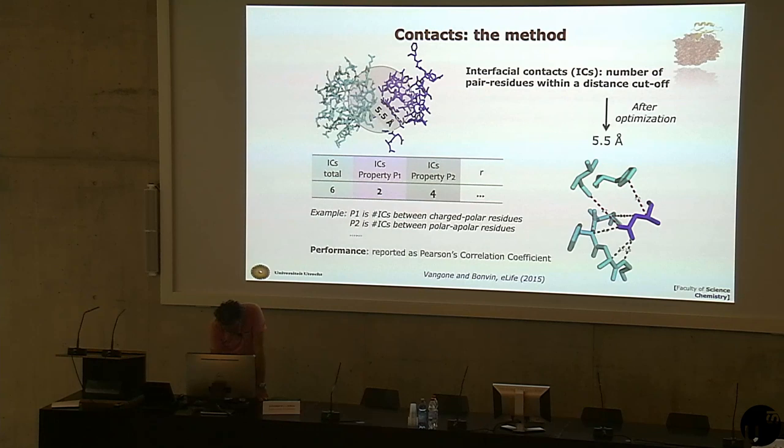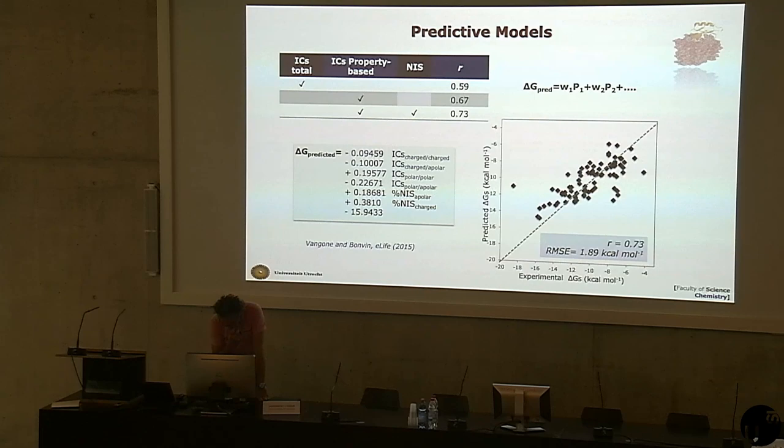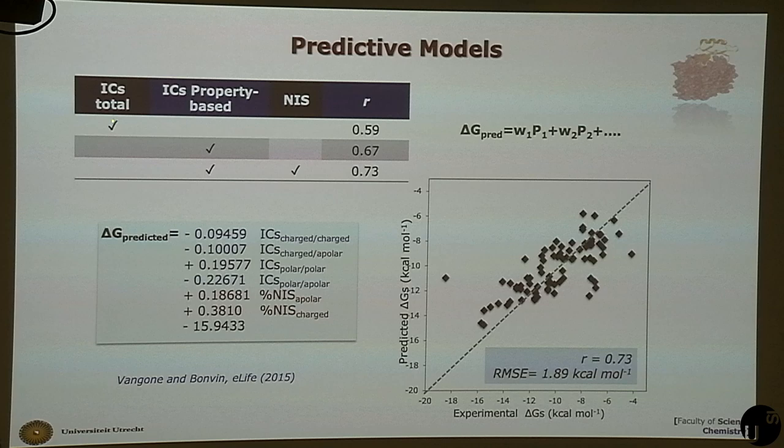Okay, so this is the final model. The final model contains the contact at the interface, but it also contains the non-interacting surface, so the polar and charged residues. And the model now gets a correlation of 0.73. We had 0.64 with our non-interacting surface slash BSA model. So we have improved this a bit.